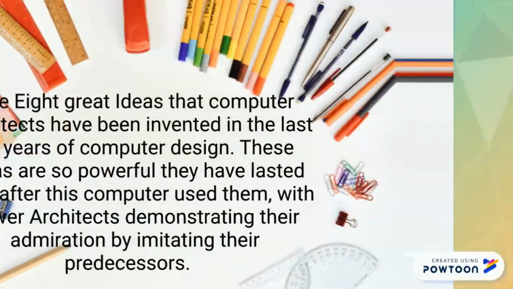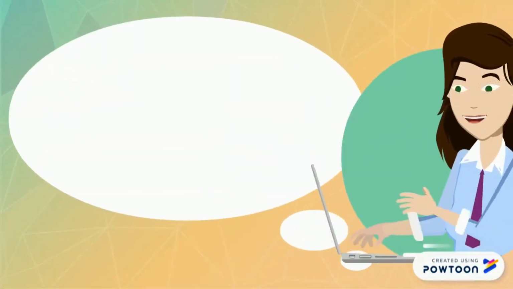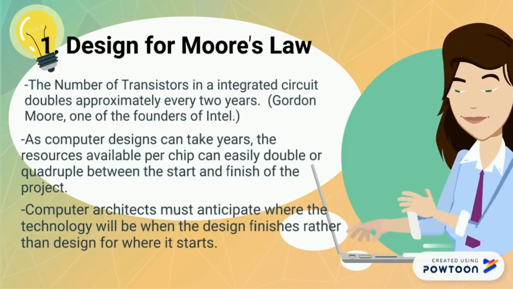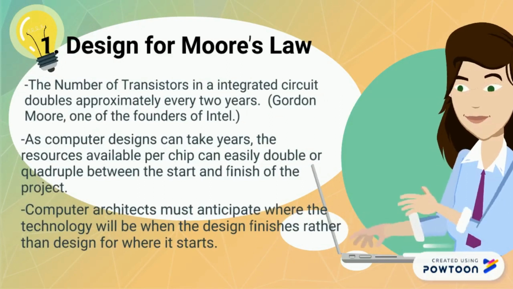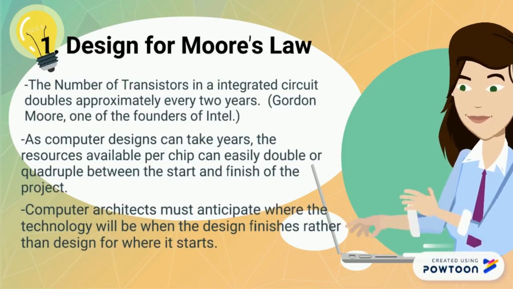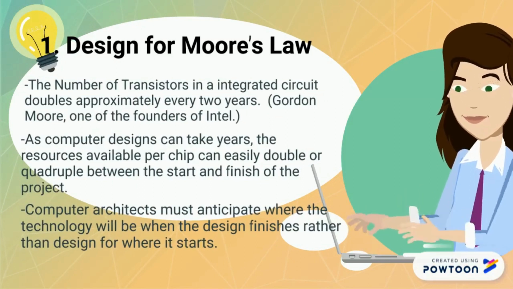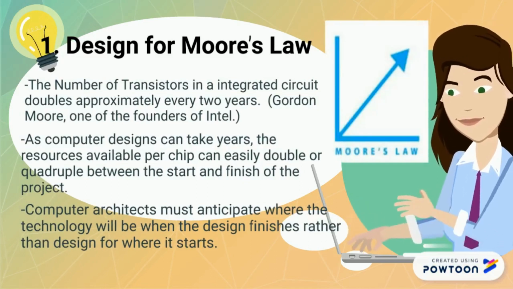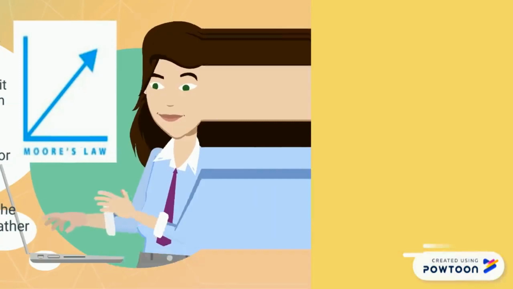Number 1. Design for Moore's Law. The number of transistors in an integrated circuit doubles approximately every 2 years. Gordon Moore, one of the founders of Intel. As computer design can take years, the resources available per chip can easily double or quadruple between the start and finish of the project. Computer architects must anticipate where the technology will be when the design finishes rather than where it starts. Number 2. Use abstraction to simplify design.